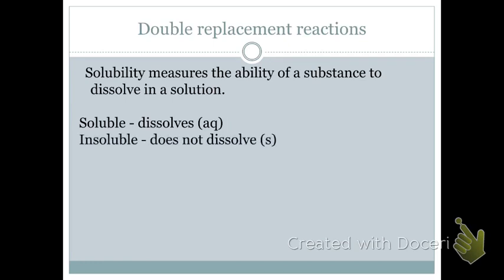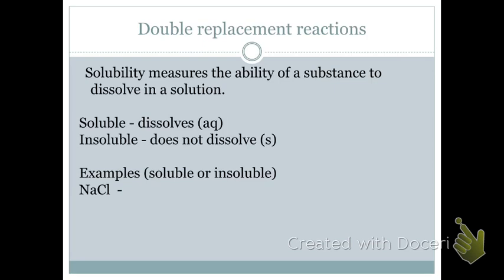I should also include, you might hear the word precipitate. If a solid precipitates out, that means a solid is not soluble, or insoluble. So the word precipitate is important there. So, how do you know if something's soluble or insoluble?